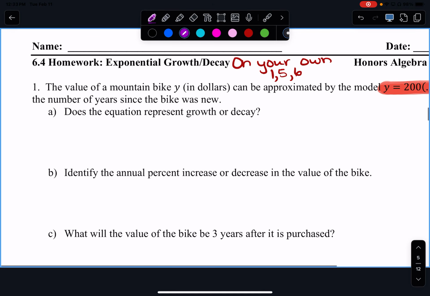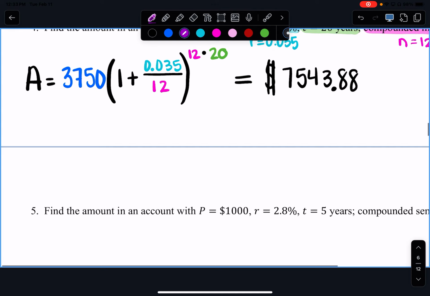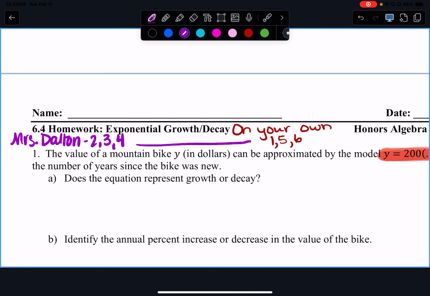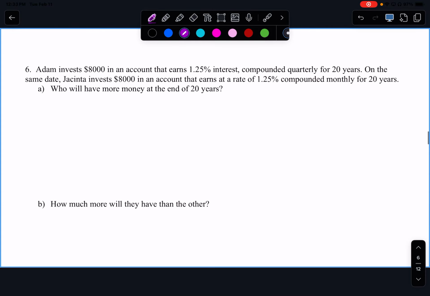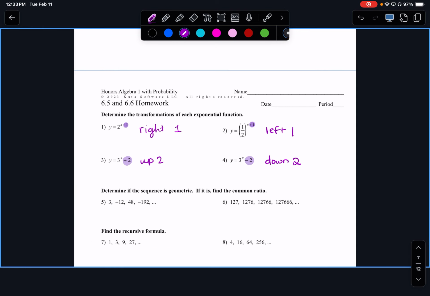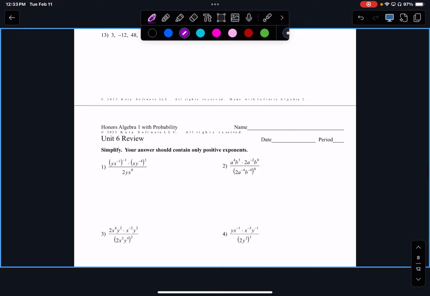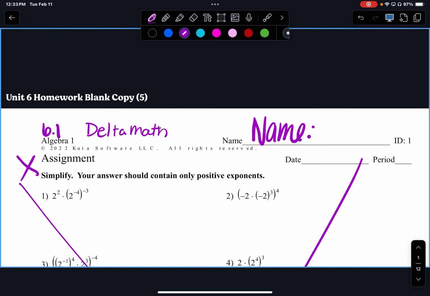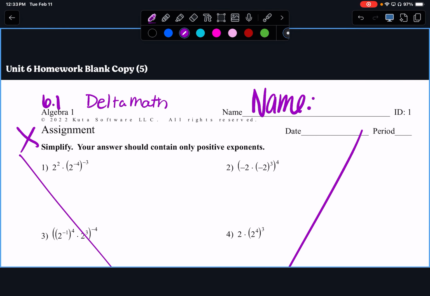For 6.4, I went over 2, 3, and 4. So you have to do 2, 3, and 4, and on your own, you have to make sure you complete 1, 5, and 6. And then tomorrow, we are going to finish up 6.6, the 6.6 half of this. And then we are going to start our review. Any questions on that? What is the only one of these we are not doing? 6.1. All right.